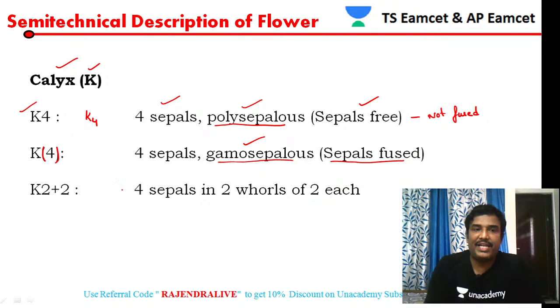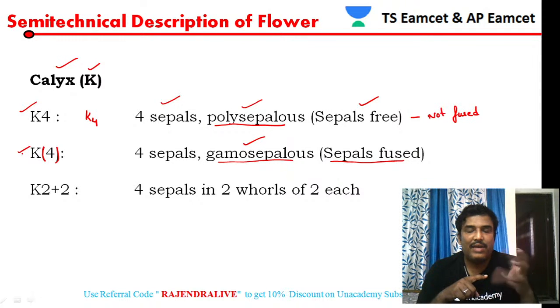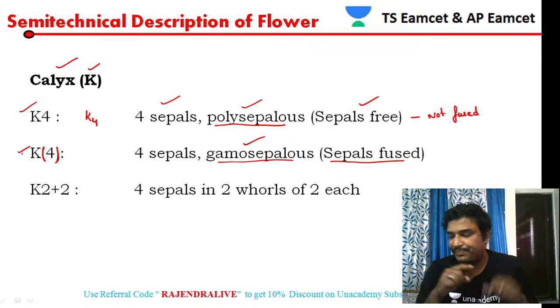And how do we technically describe gamosepalous? Gamosepalous is technically described by using a bracket symbol. So K and 4 in a bracket means 4 sepals and they are in a fused state. It is represented by a bracket.